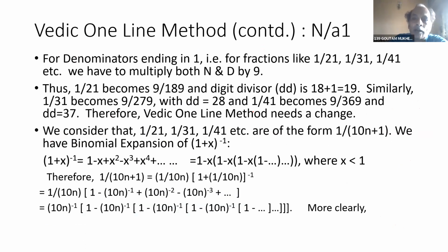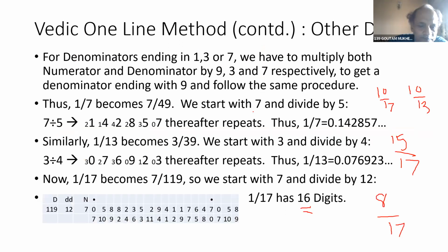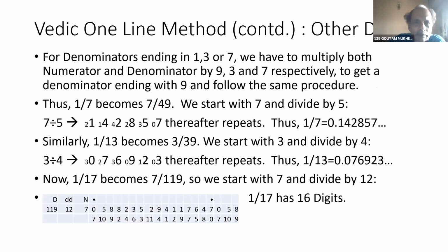So I was here, N by A1. Now this very peculiar thing comes. In case of 39, 7, I was doing 7 by 49. It's still manageable. I keep on dividing by 9, dividing by 5. In case of 13, I divided by 4, because 1 by 13 becomes 3 by 39, and 3 plus 1 is 4. I divided by 4. Is that clear?